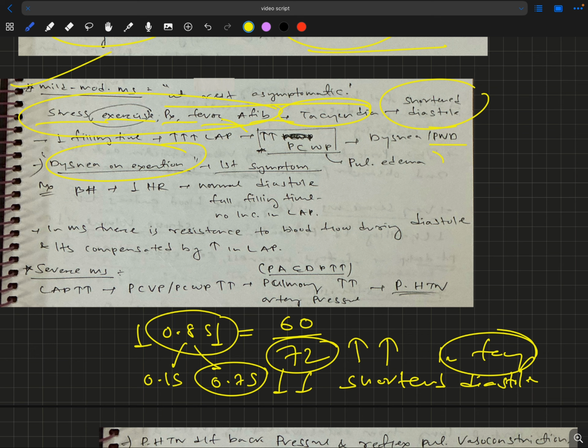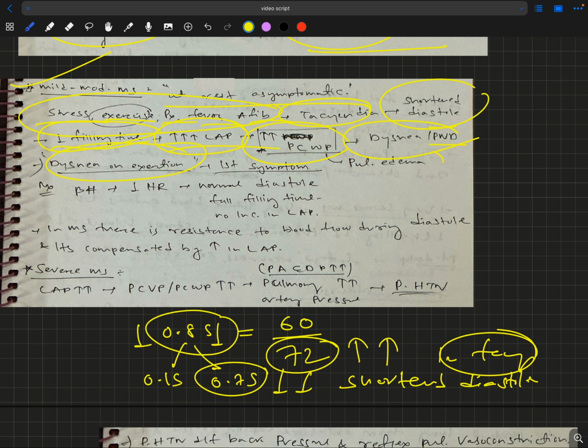That leads to an increase in blood inside the left atrium. There will be a decrease in filling time due to shortened diastole or tachycardia. So more blood accumulates inside the left atrium. That leads to an increase in left atrial pressure. It is transmitted to the pulmonary veins. There will be a rise in pulmonary capillary venous or wedge pressure. That will lead to dyspnea or pulmonary edema. So this presents with dyspnea on exertion. Dyspnea on exertion is the first symptom in case of mild to moderate MS.